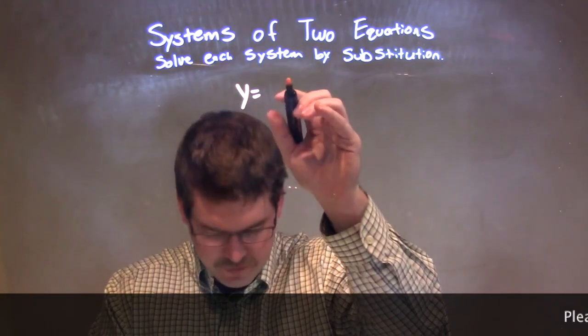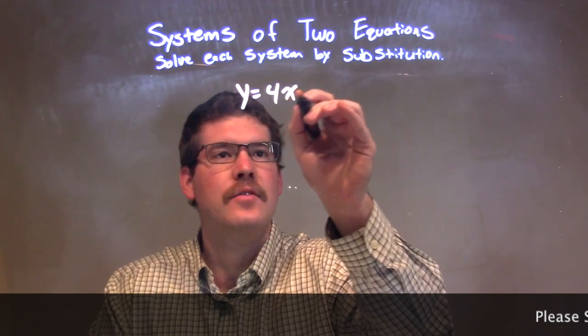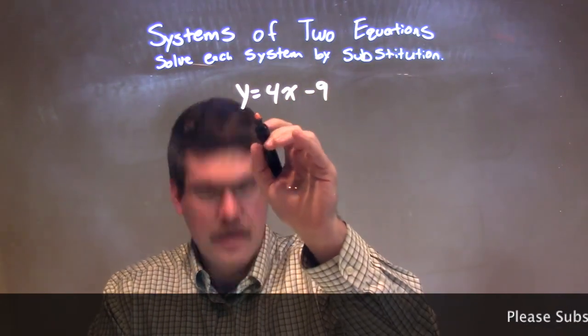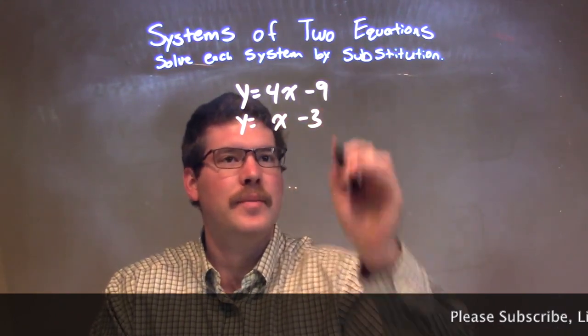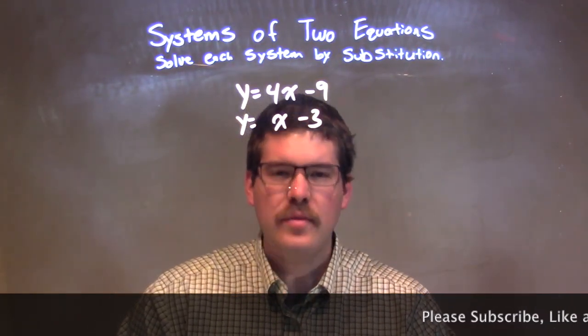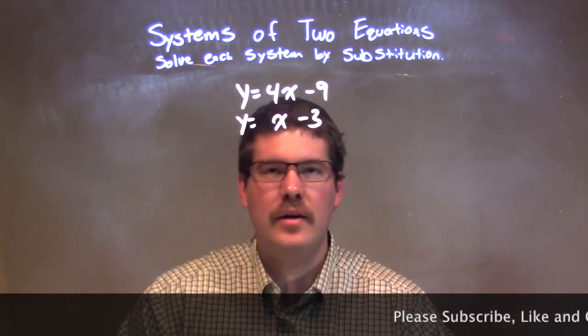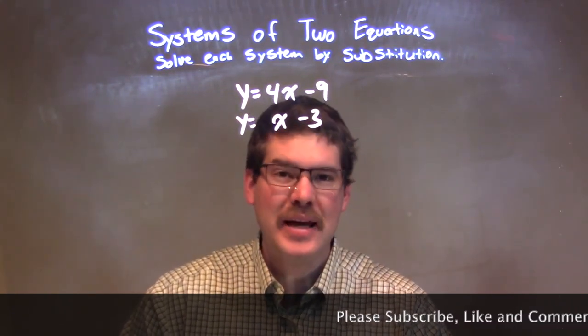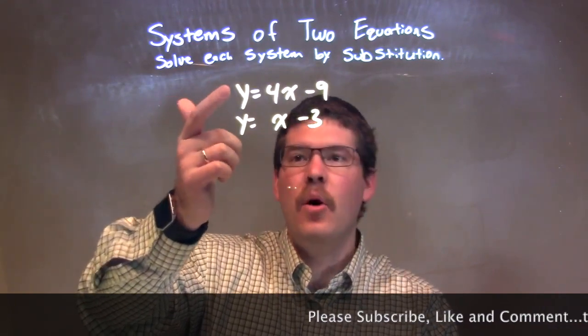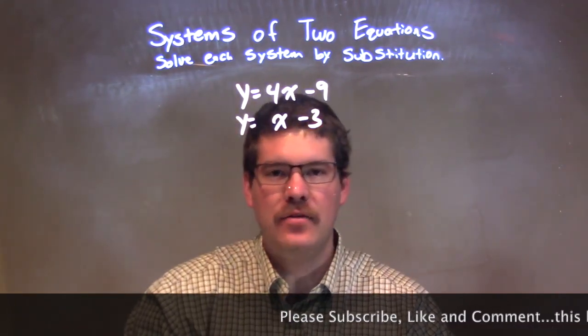y equals 4x minus 9, and y equals x minus 3. Well, when doing substitution, we want to find which one of these, or if we can easily get a variable by itself, which we can. All right, it's already given to us. Both equations have y written by itself.